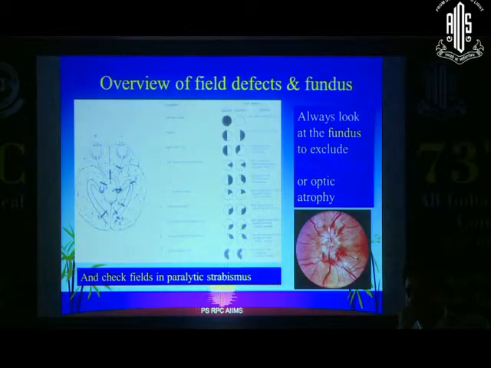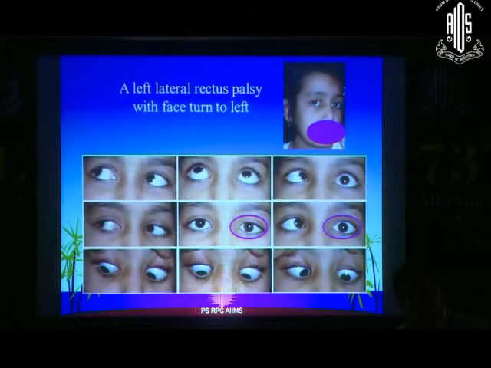Just remember that we always need to look for papilledema in the fundus and optic atrophy, which may be there in some cases of paralytic strabismus.